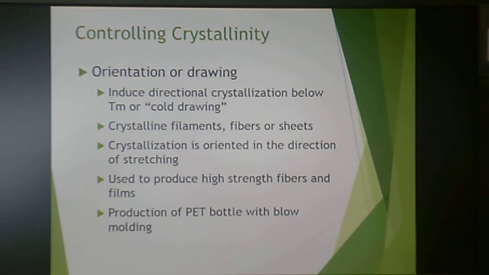You can also orient something, so use directional crystallization below the Tm, or cold drawing. This can help you create crystalline filaments, fibers, or sheets. The crystallization occurs only in the direction of the orientation, and this is used to produce high-strength fibers and films. There is some degree of orientation in PET bottles with blow molding. If you look at the bottom of a PET bottle, you can see some areas that are amorphous, and that is where you can get some crystalline formation because of what happens during the blow molding process.